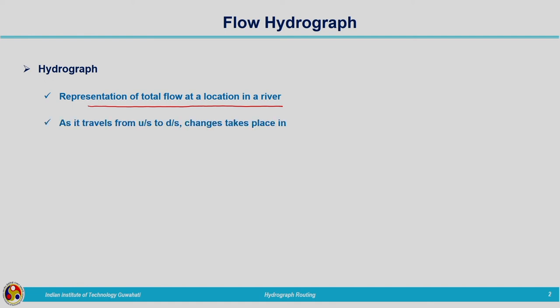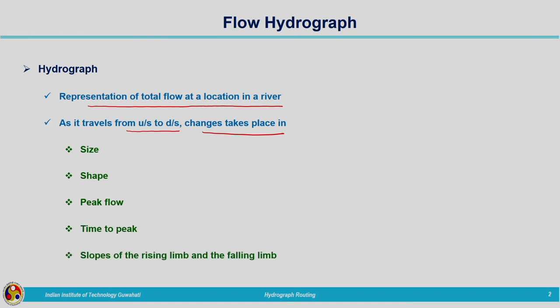As the flood wave travels, that is, as the flow takes place from upstream to downstream, there are certain changes taking place in the size, shape, peak flow, time to peak, and the slopes of the rising limb and falling limb. As such, there are changes taking place in the flow hydrograph. Because the flow is taking place from upstream to downstream, definitely there will be changes. How these changes take place, we will look into.